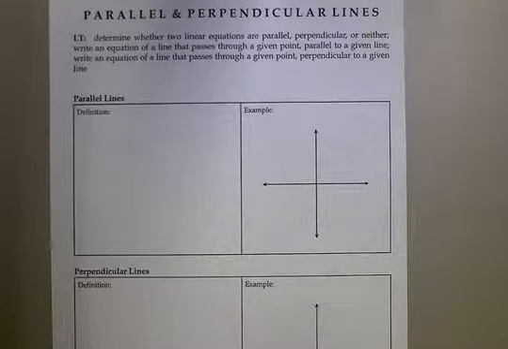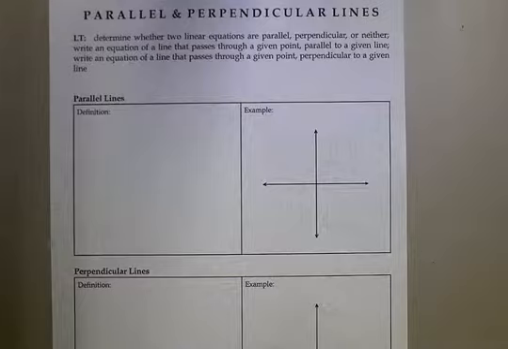Throughout this chapter, we've been discussing the idea of slope, and we've been studying the slopes of linear equations. Now we're going to take that idea of slope into our next section. We're going to talk about parallel and perpendicular lines, and those are just lines that have special relationships to each other based on their slopes.